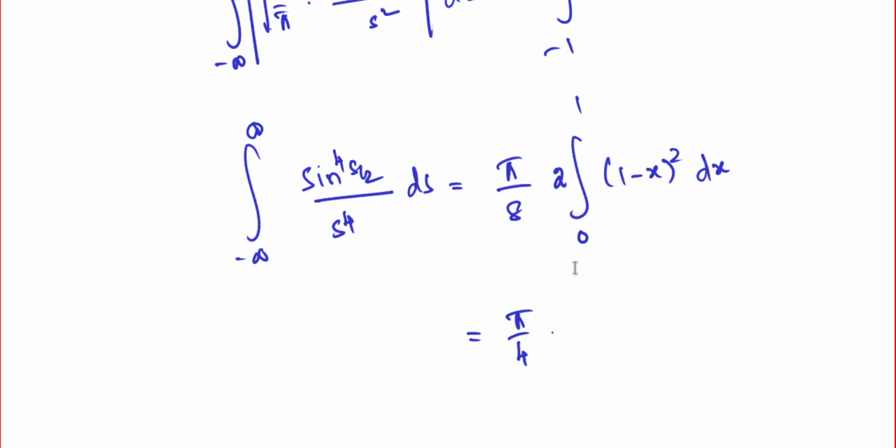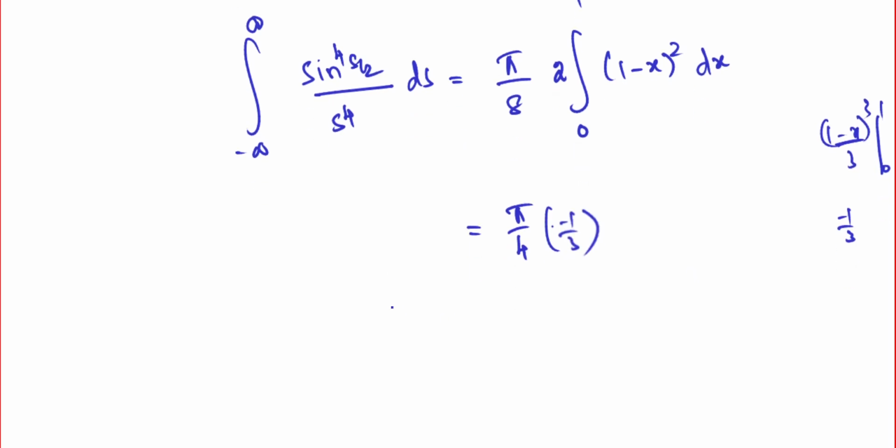So that's going to give you (1 minus x) whole cube divided by 3. The limit is 0 to 1, so the upper limit gives 0 and the lower limit gives minus 1 by 3. So this is minus 1 by 3. Okay, fine. So that is the integral from minus infinity to plus infinity of sine to the power 4 s by 2.